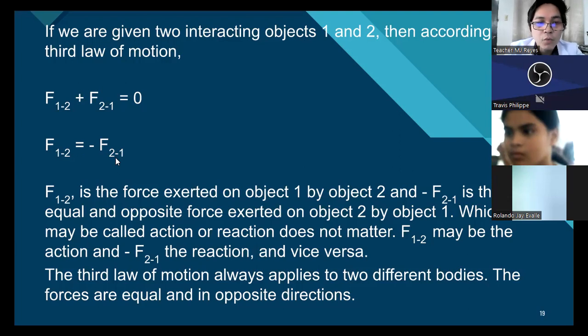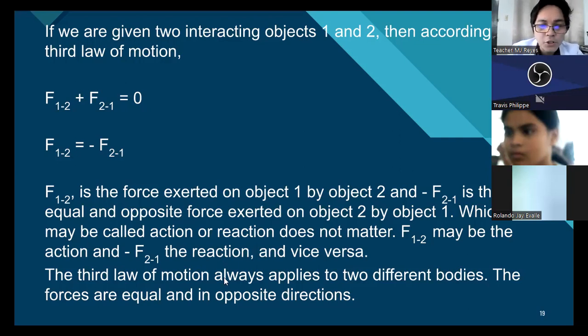F1 to 2 is the force exerted by object 1 towards object 2, and negative F2 to 1 is the equal and opposite force exerted by object 2 towards object 1. As simple as that. Which force is called action or reaction does not matter. F1 to 2 may be the action and negative F2 to 1 the reaction, or vice versa. They can be interchanged.